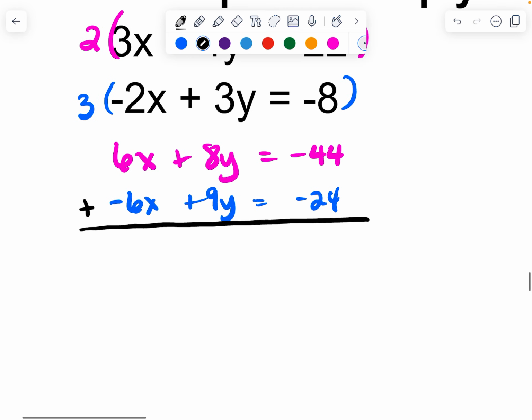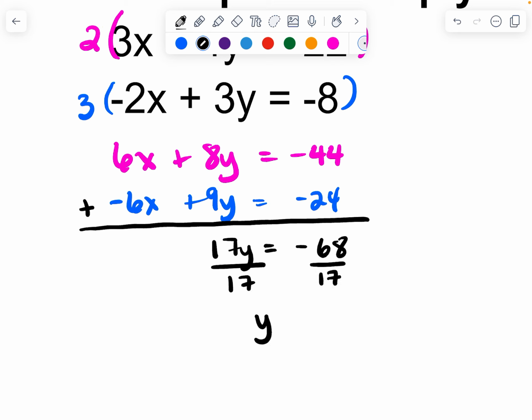Okay, so this will get me 17y equals negative 68. Is that right? Yeah. Divide by 17. And y is going to equal negative 4.